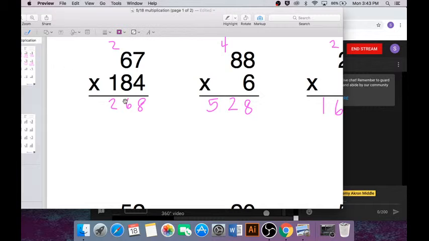Okay, we're going to move over to our 8. So we're going to put a 0 to hold our place. And now we have 8 times 7. 8 times 7 is 56. So we put down our 6. We're going to carry our 5. Okay, now we have 8 times 6. 8 times 6 is 48, plus the 5 that we carried is 53.